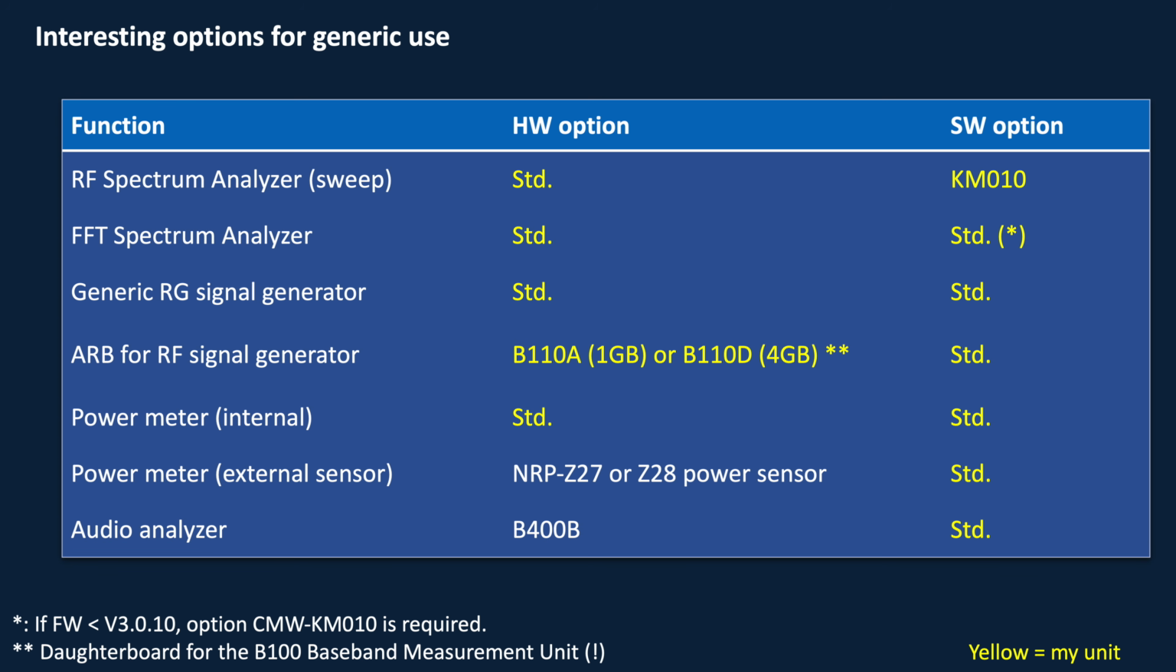The internal power meter comes as standard. For the external power meter, you of course need the external sensor. And if you want the audio analyzer functionality, you need a specific piece of hardware. The software comes as standard. The piece of hardware that you need for the audio analysis, the B400B, I haven't seen it much at all in the offerings. I think it was very rare and probably not in many of the production testers. So it might be very hard to find, and it might actually be expensive.